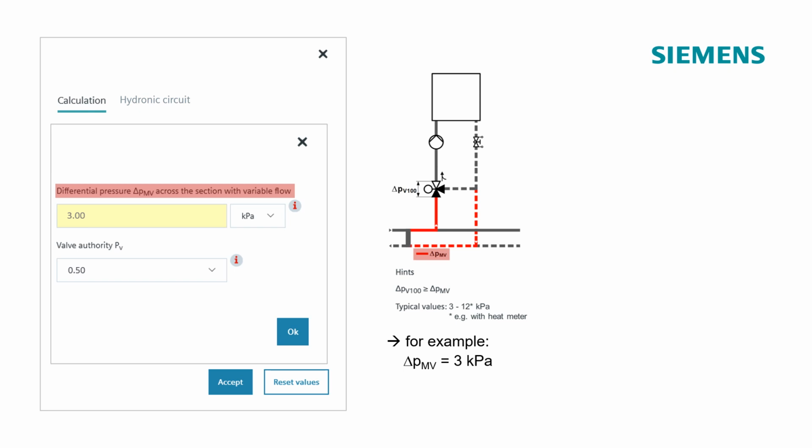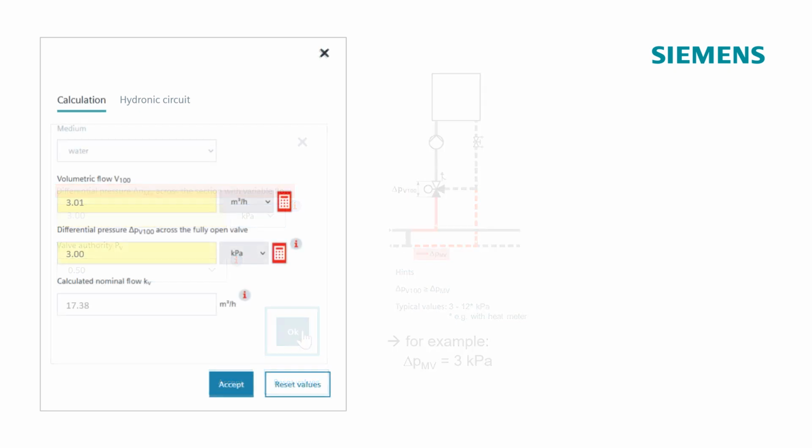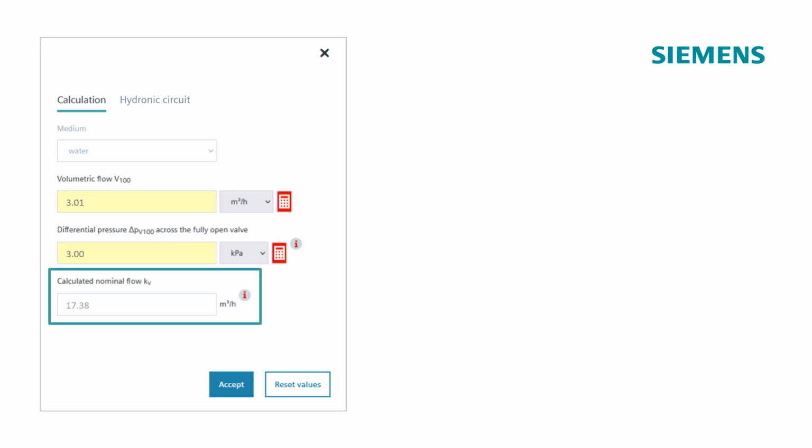The calculation works by default with a valve authority PV of 0.5. Click OK to take the entries over into the calculation. Based on the volumetric flow and the desired pressure difference across the valve, delta PV100, the calculated nominal flow kV is determined. This means the desired or ideal size or the ideal kVS value of the valve. Click Accept. By doing so, the calculations are being finalized and the selection of applicable control valves will be further limited based on that.